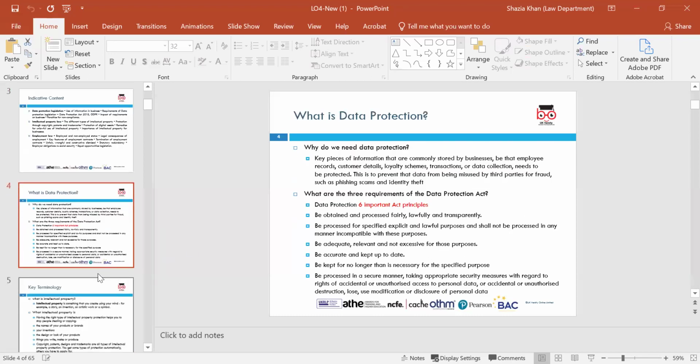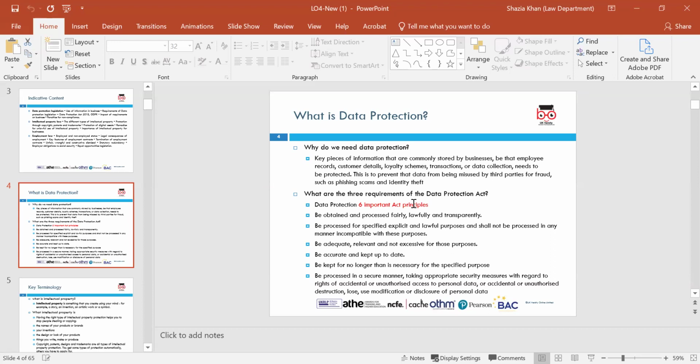So firstly, we'll start with what is data protection. It's a key piece of legislation that is commonly used by businesses to protect their data, and any sort of data collections can be protected. And this is so that any elements of fraud are not committed.